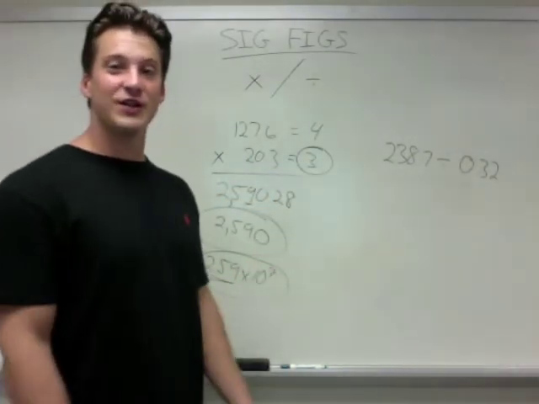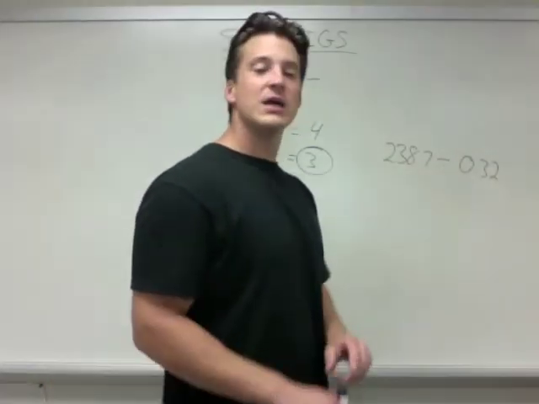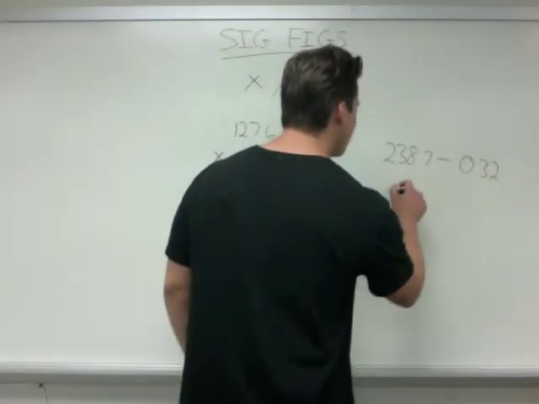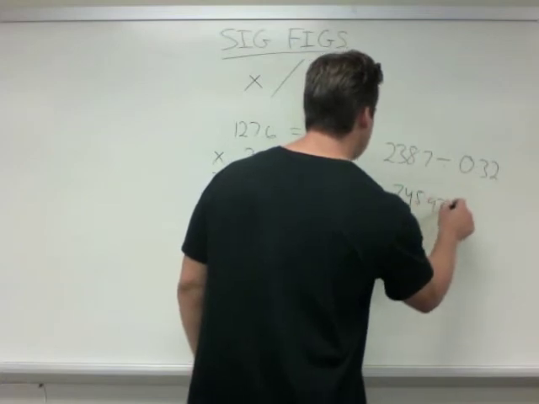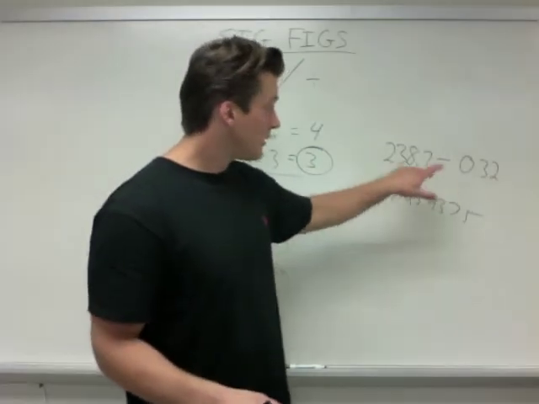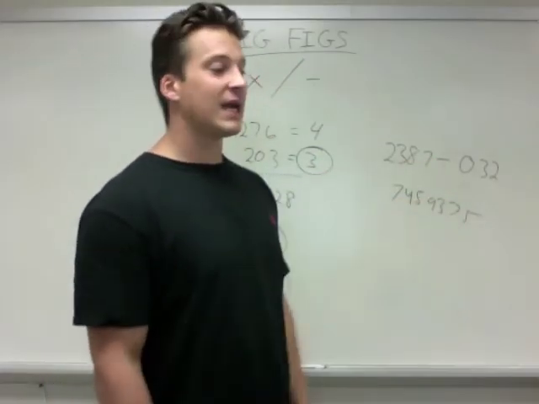Now we're moving on to division. I have the value 238.7 divided by 0.32. Just check me to make sure, the value should come out to 745.9375, somewhere around there. Once again, don't worry about aligning any decimals. Just perform the indicated operation.